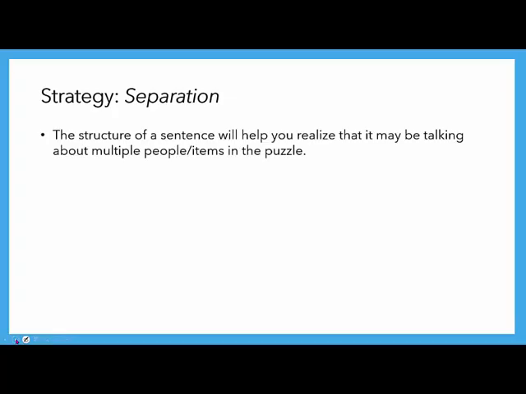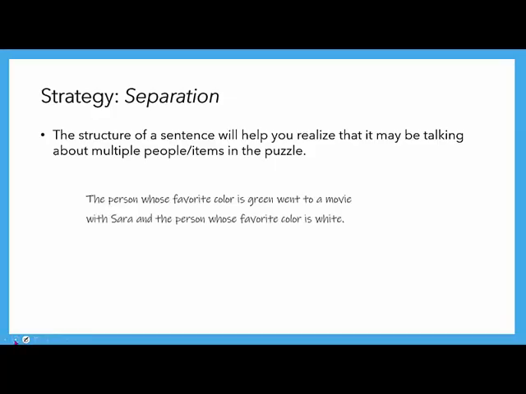All right, another strategy is separation. So when you are looking at the structure of a sentence, some of the words can give you clues to how many people it's talking about and how they are different. So here we go with that sentence again. The person whose favorite color is green went to a movie with Sarah, and the person whose favorite color is white. So how many people are we talking about?